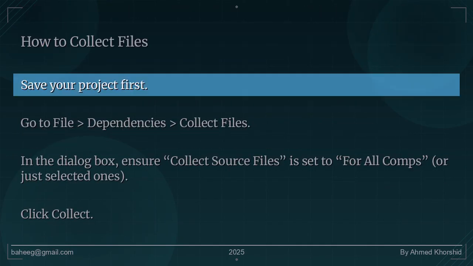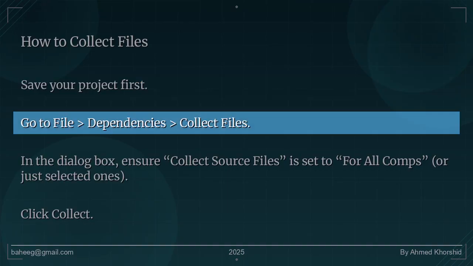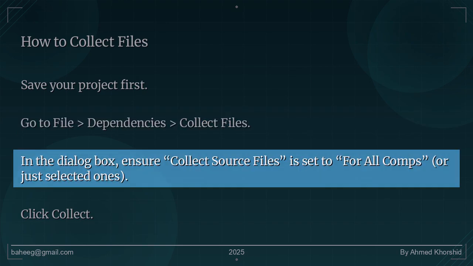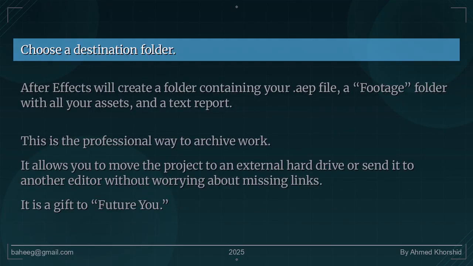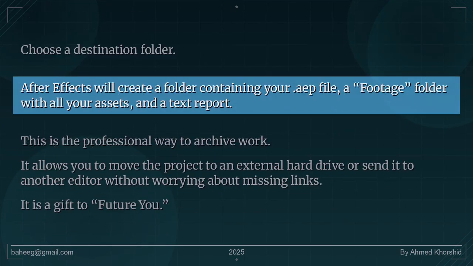How to collect files. Save your project first. Go to File, Dependencies, Collect Files. In the dialog box, ensure Collect Source Files is set to For All Comps or just selected ones. Click Collect. Choose a destination folder. After Effects will create a folder containing your .aep file, a footage folder with all your assets, and a text report.